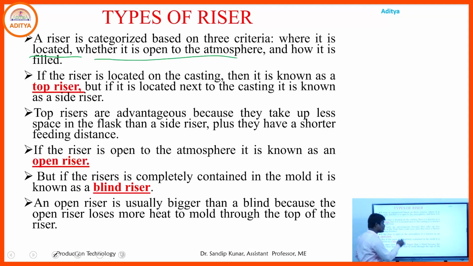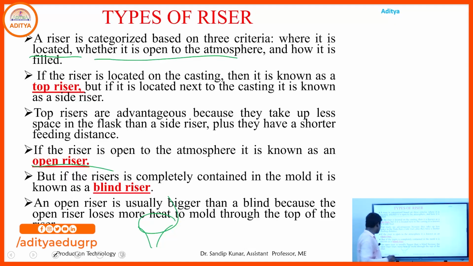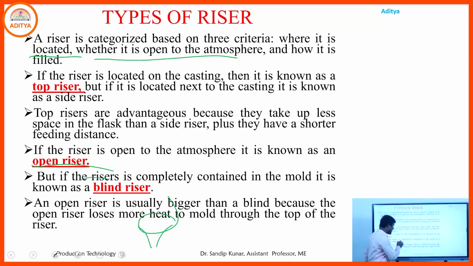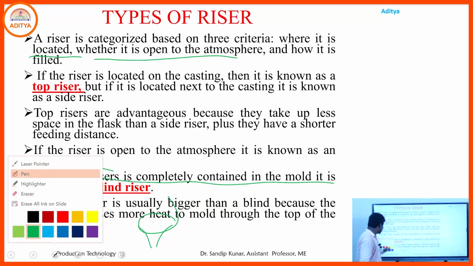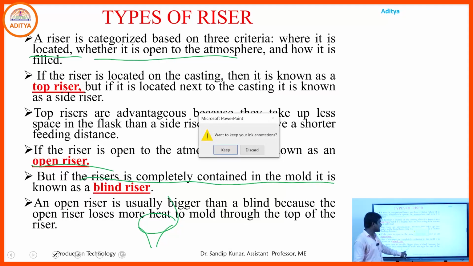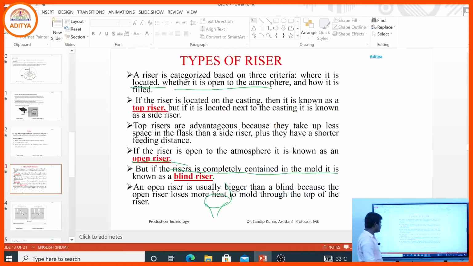If the riser is open to the atmosphere, it is known as an open riser. The upper part of the riser has no extra covering, and it is fully open to the atmosphere. Another is the blind riser. A blind riser is completely contained in the mold, meaning it does not open to the atmosphere. It is called a blind riser.